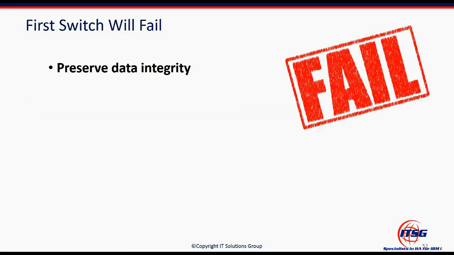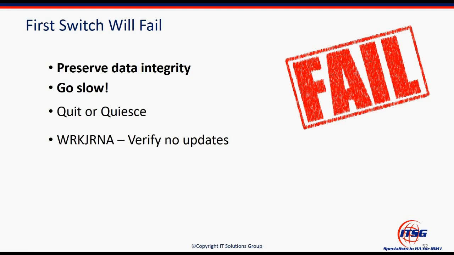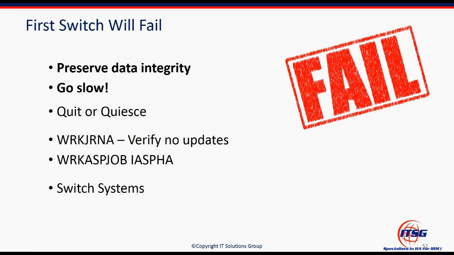So the first switch will fail, I guarantee it. So take your time, go slow, preserve your data, make sure the machine is quiesced and quiet. Again, take your time, do the work journal attributes, verify there's no updates happening in there. Do the work ASP job, IASPHA, make sure no users are accessing the disk or the IASP. At that point, you're ready to do a switch. And go ahead and switch the systems. And this is when you would move your infrastructure to the new system and point your user to that new IP address.